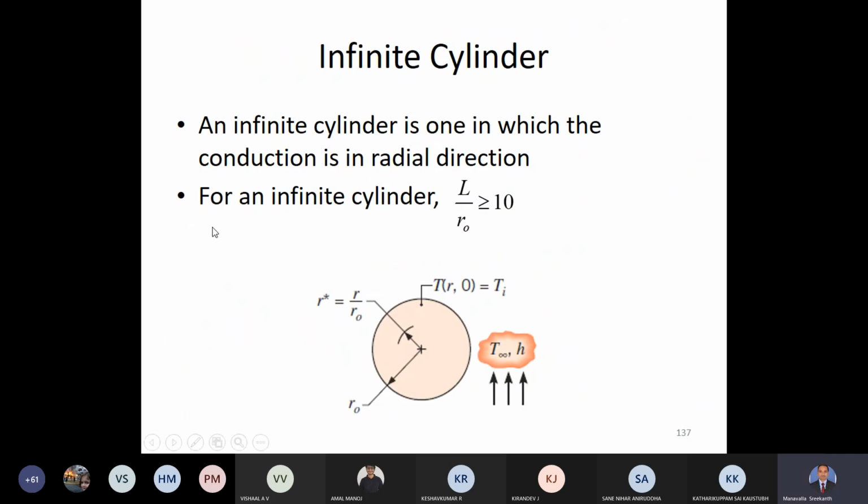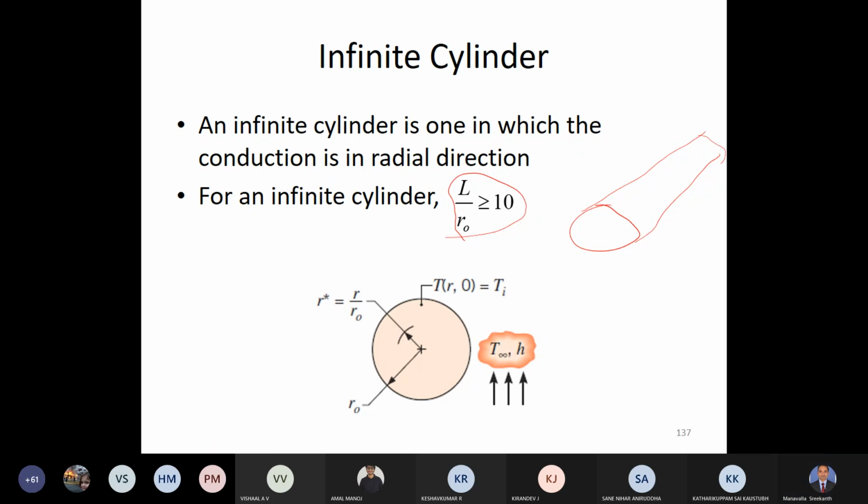Likewise, equations are available for an infinite cylinder also. An infinite cylinder is one in which the conduction is in the radial direction. So the length of an infinite cylinder is extremely large compared to the radius, very long. Typically L by R is greater than or equal to 10. This is an infinite cylinder. But anyway, we will have to confirm it after calculating the Biot number.